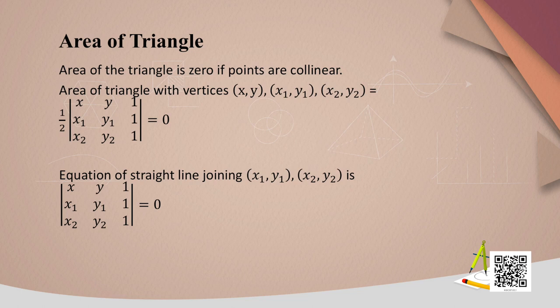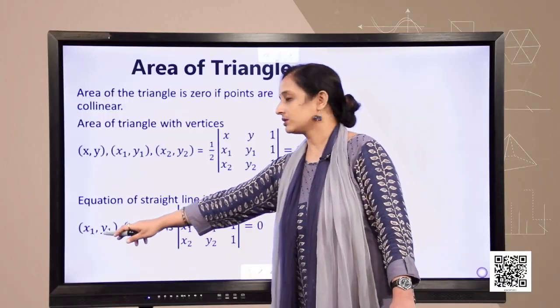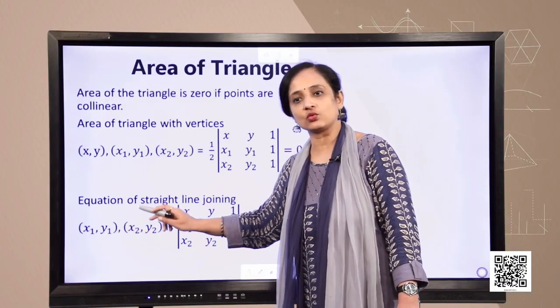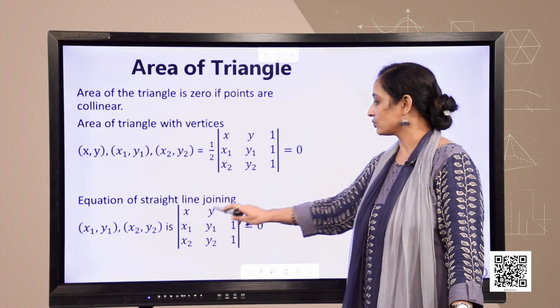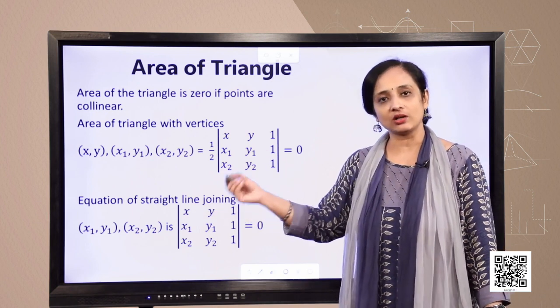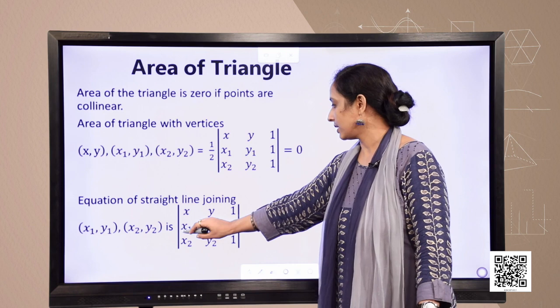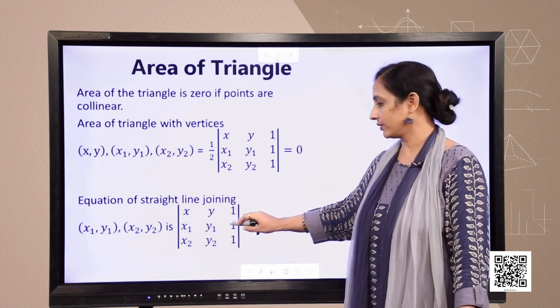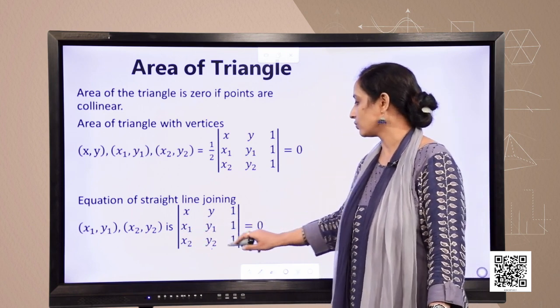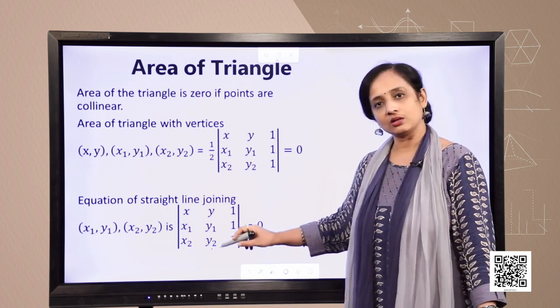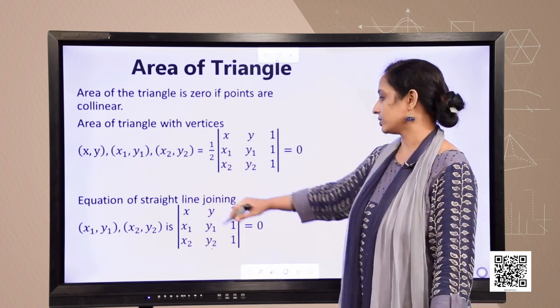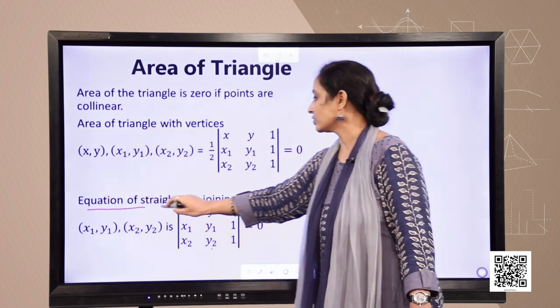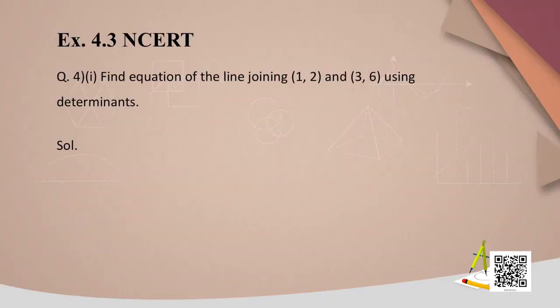We extend this concept by writing equation of straight line joining these 2 points x1 y1 and x2 y2. So write xy is any general coordinate on the line. Then write first coordinate x1 y1, write the second point x2 y2, write down 1 in column 3, that is equal to 0. So this is giving you equation of straight line. Let us use this concept, this formula for finding equation of straight line by using determinant.